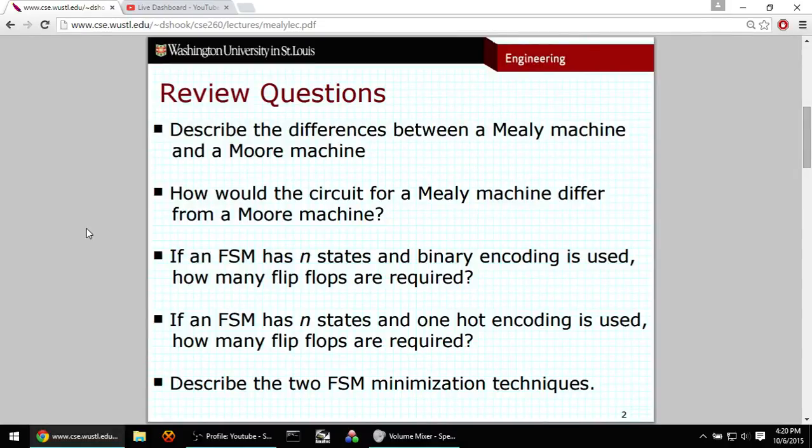Are there any conceptual questions before we try and do some practical problems? Anything from the videos that was confusing? Any terms you didn't quite understand? Any concepts you didn't quite grasp? Can somebody tell me what it means for a finite state machine to be deterministic? Yeah.